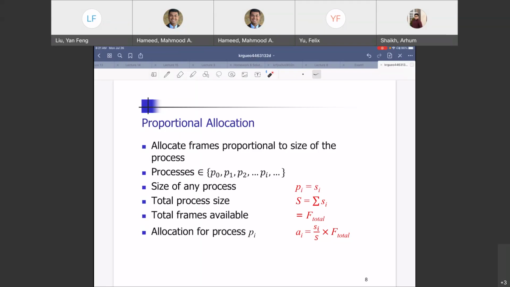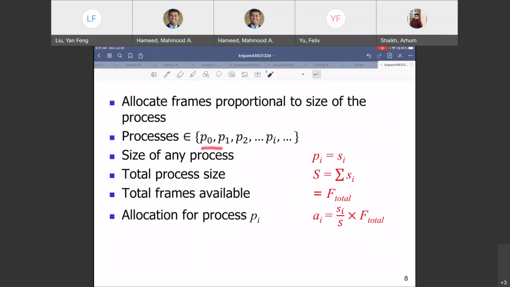Let's come back to this. Proportional allocation. Allocate frames proportional to the size. Let us say that our processes belong to this particular set, P sub 0, P sub 1, so on up to P sub i. Each of these indicates a particular process. The size of any process P sub i, we are indicating as S sub i. So S sub i is the size of process P sub i. The total process size is simply going to be the summation of all the sizes. So summation over all i of S sub i is going to give you the total process size, which is S. The total number of frames is F sub total.